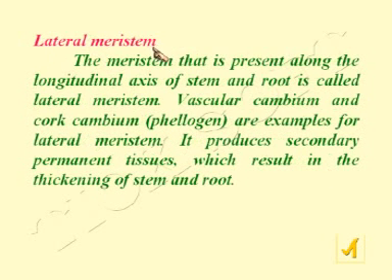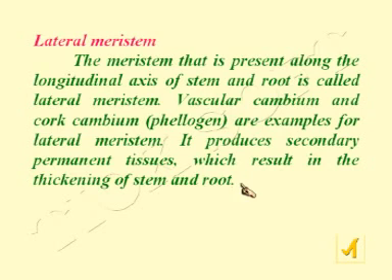Lateral meristem. The meristem that is present along the longitudinal axis of stem and root is called lateral meristem. Vascular cambium and cork cambium, that is phellogen, are examples of lateral meristem. It produces secondary permanent tissues, which result in the thickening of stem and root.